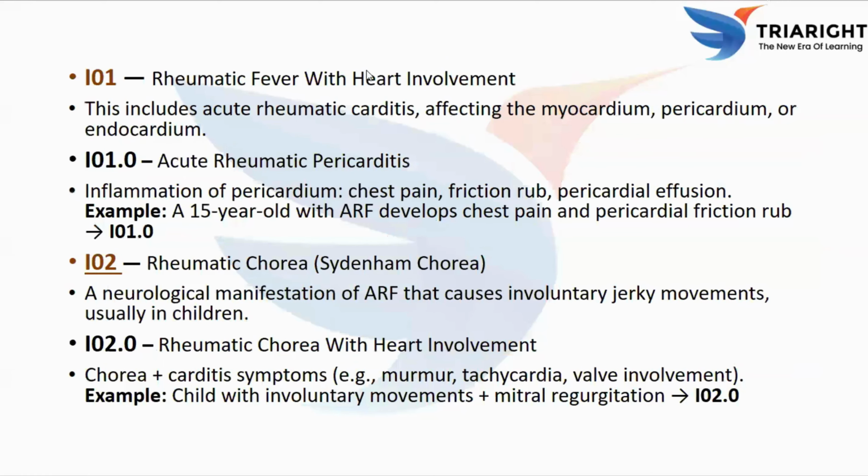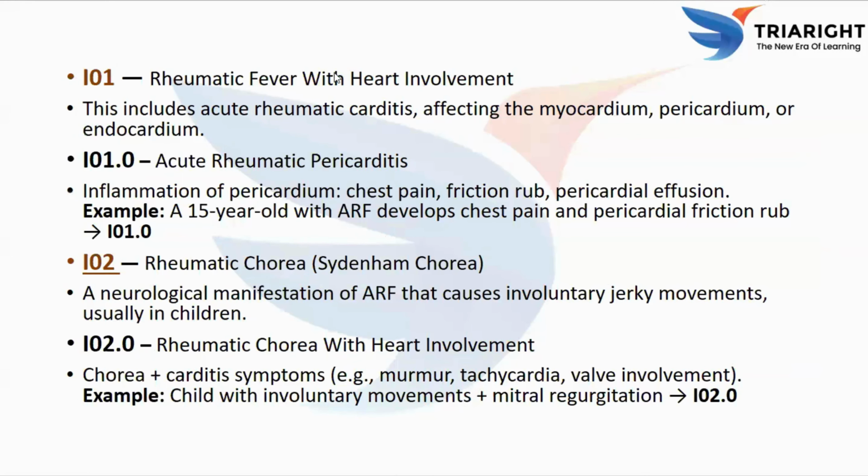Next, going to the I01 code. It is rheumatic fever with heart involvement. This includes acute rheumatic carditis, which may affect the myocardium, that is the heart muscle, the pericardium, the outer heart layer, and the endocardium, the inner heart lining. So what is the subcode of rheumatic fever with heart involvement? I01.0. This is acute rheumatic pericarditis.